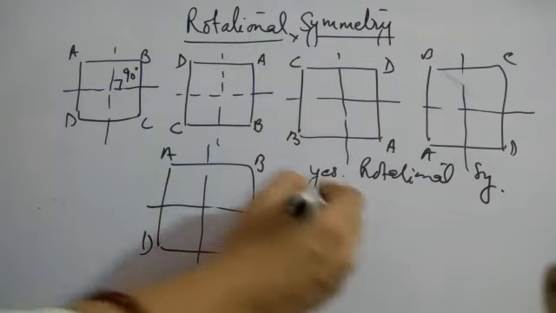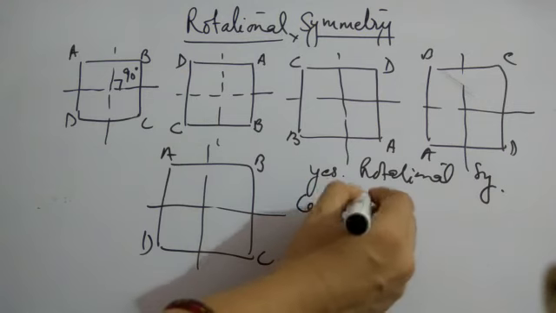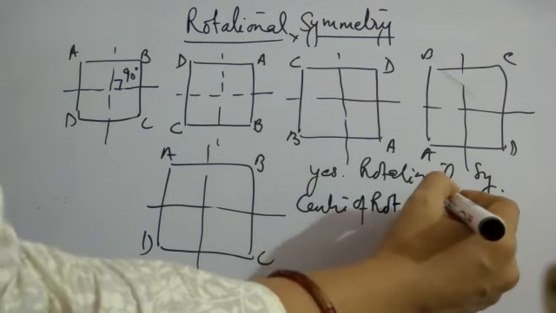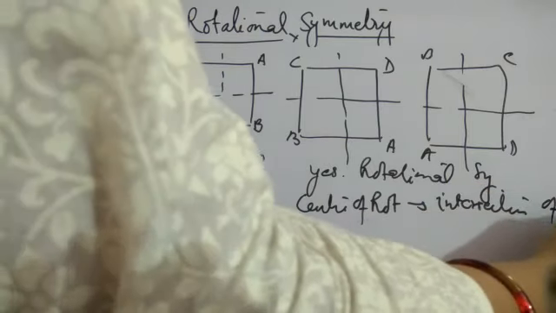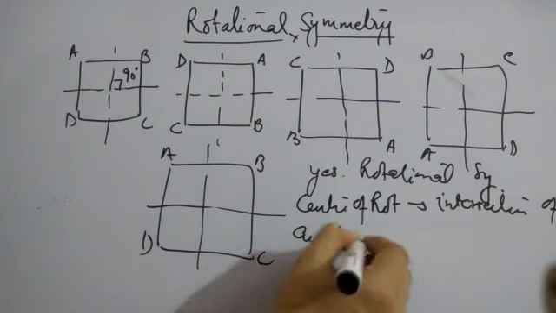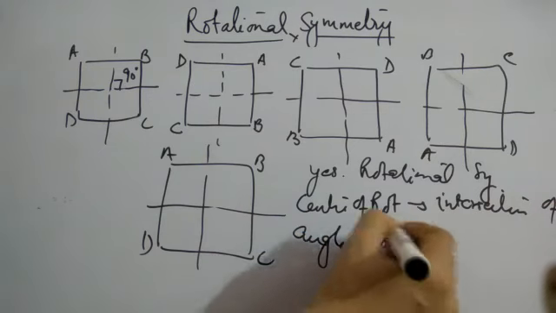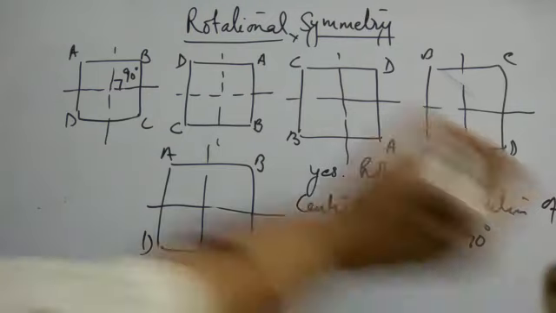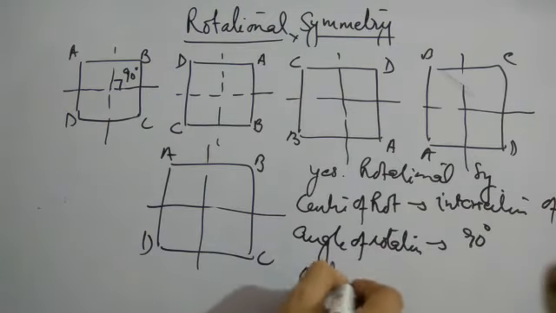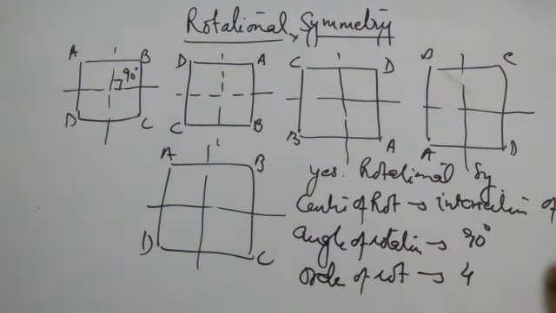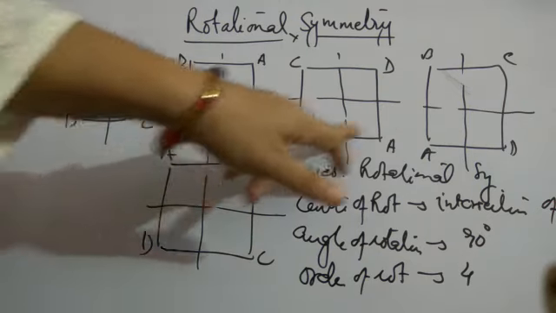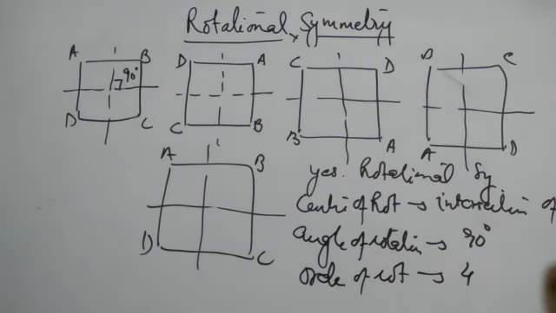Okay. Then what is the center of rotation? Center of rotation is the intersection of diagonals. What is the angle of rotation? Angle of rotation is 90 degree. Then what is the order of rotation? Order of rotation is 4. It takes the same position 4 times. Okay, so this is how we judge whether the square has rotational symmetry or not, and this is how we do it. Okay.